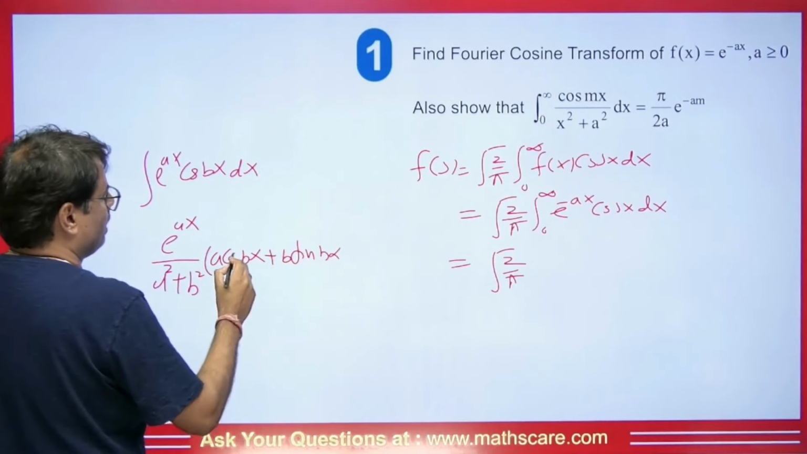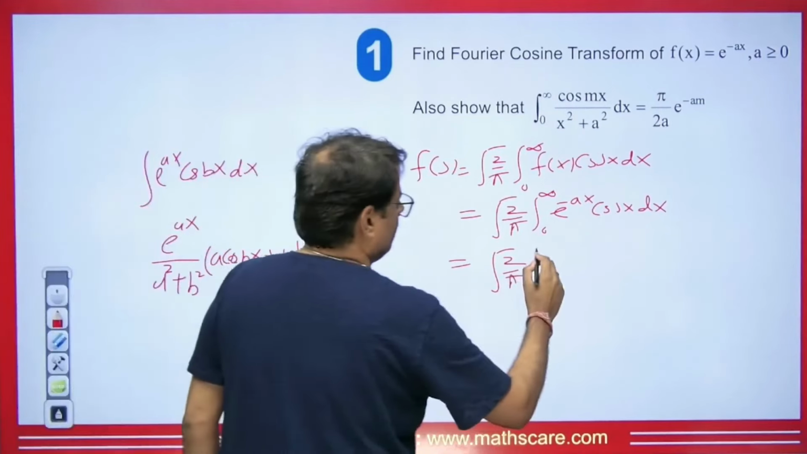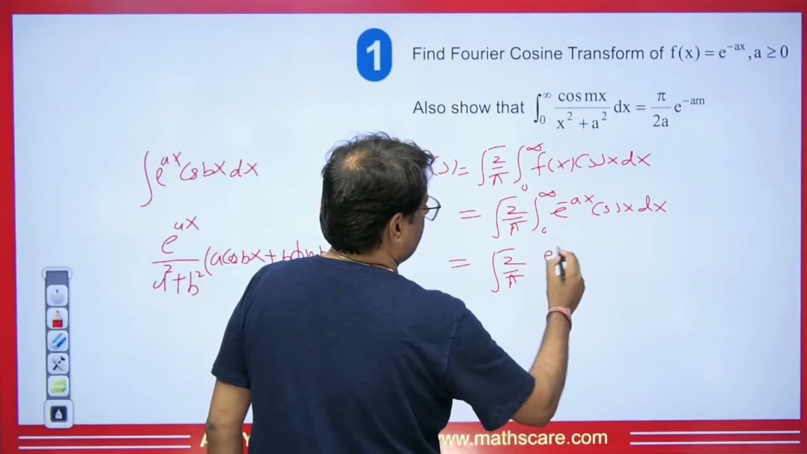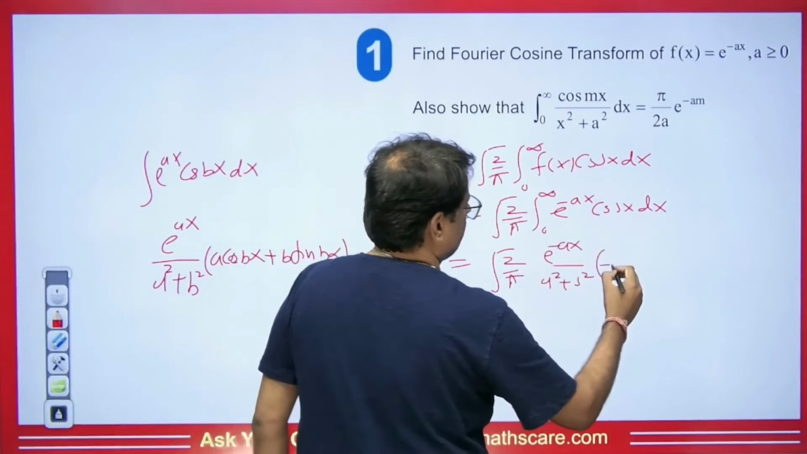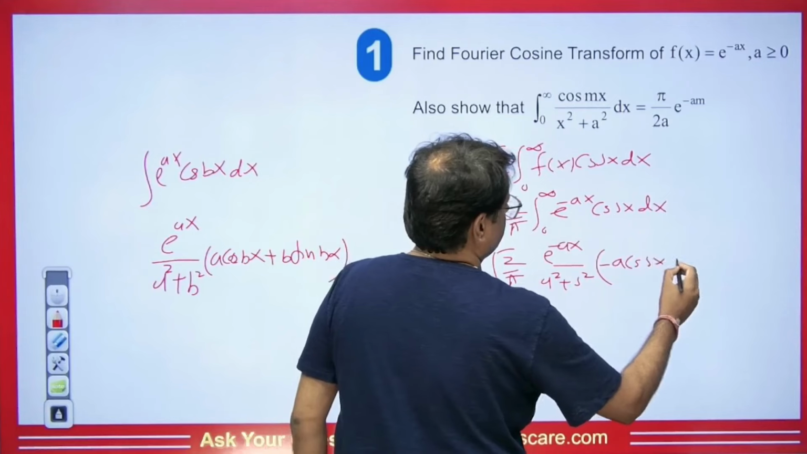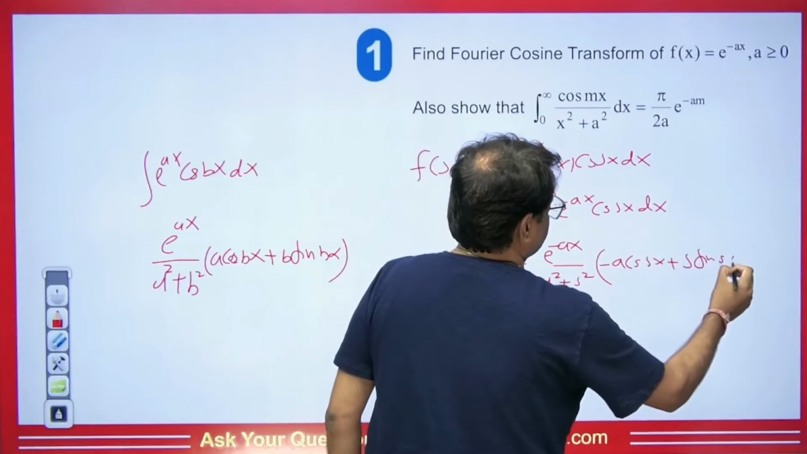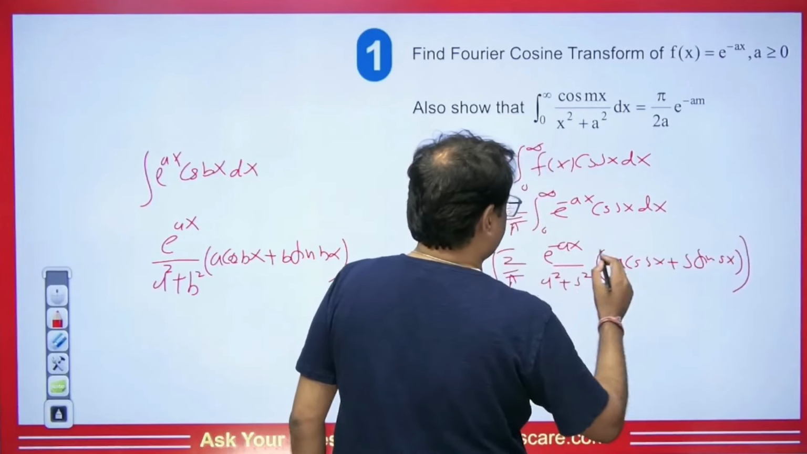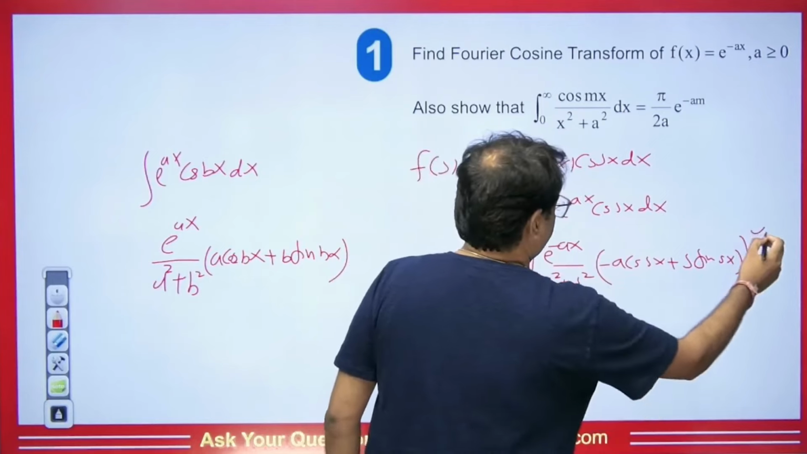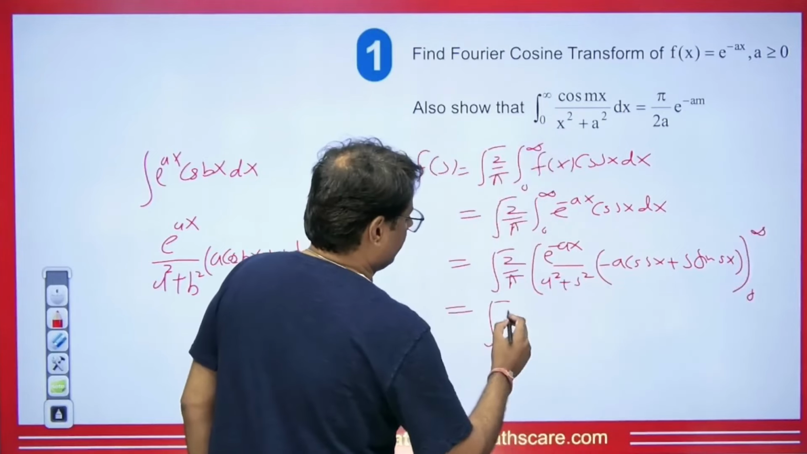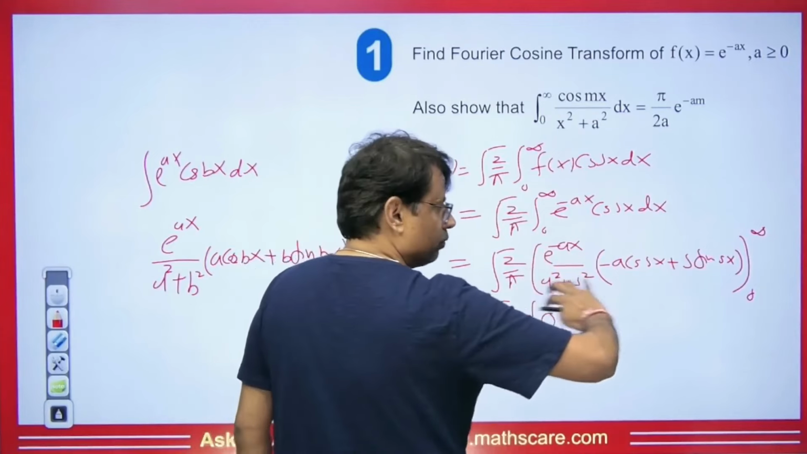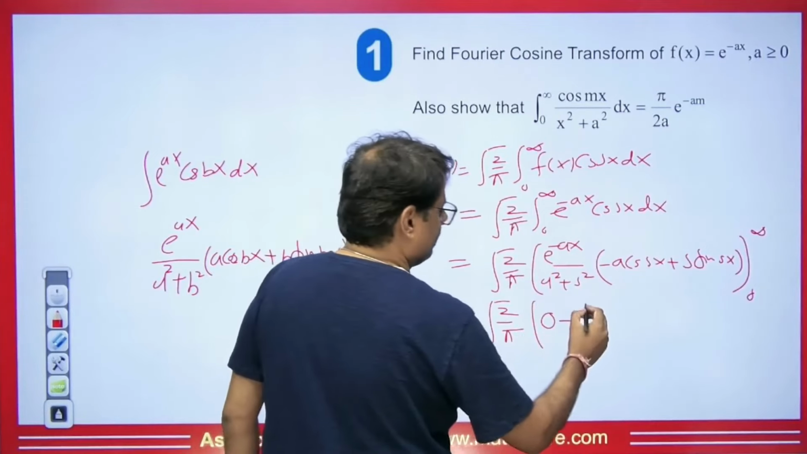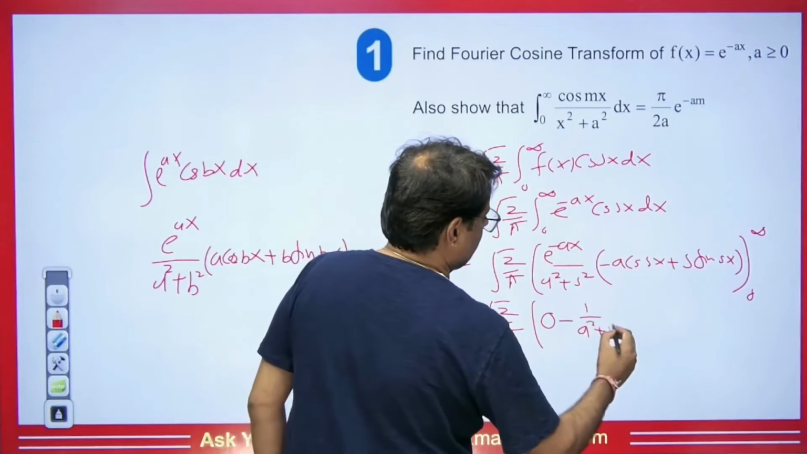So we are going to use this formula here. As you can see, we will have its value as e to the power of minus ax over a square plus s square, times minus a cos sx plus s sin sx. And here the limit we are considering will be from 0 to infinity. When we apply the limit, it will be 2 by pi, because e to the power of minus infinity will be 0, so it makes the whole term 0. If you place it here, then this will be a square plus s square.